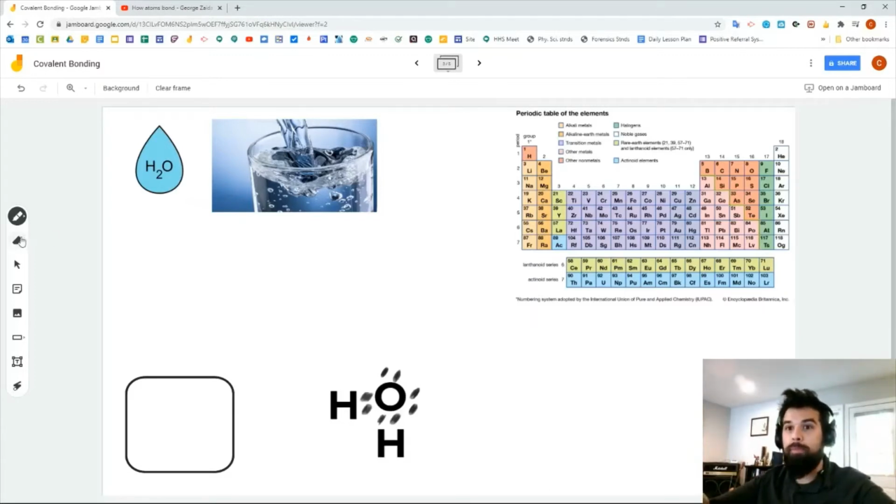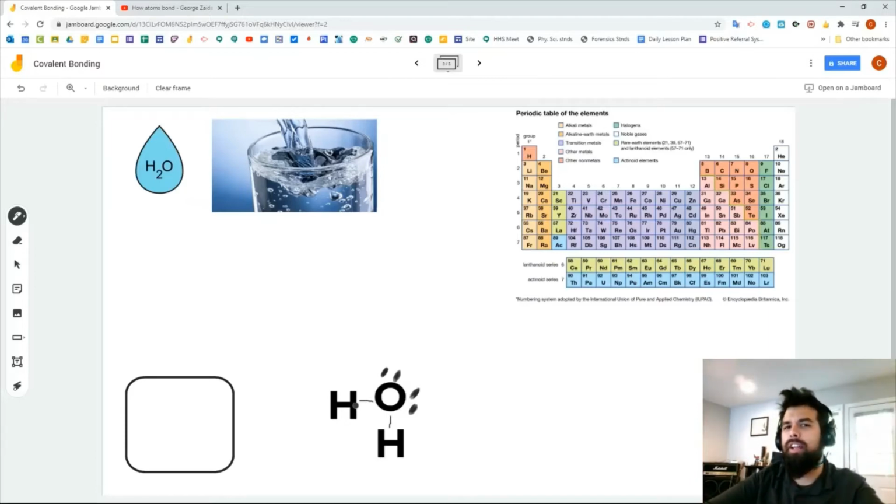Now, most people will then erase these electrons and draw a line instead to show that there is a bond. And it's understood that a covalent bond is 2 electrons being shared. So that line represents 2 electrons.